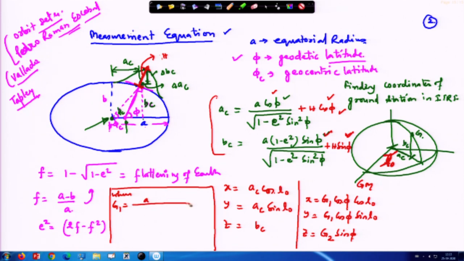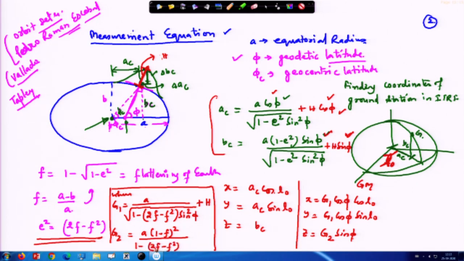g 1 equal to a divided by 1 minus, so this e is converted in terms of f. Once you convert, it looks like this: sin square phi under root, plus h, and g 2 is a times 1 minus f whole square divided by sin square phi under root, plus h. So, this is cast in a simple format. This exercise I have not done, otherwise it will take a lot of time to combine all these things.